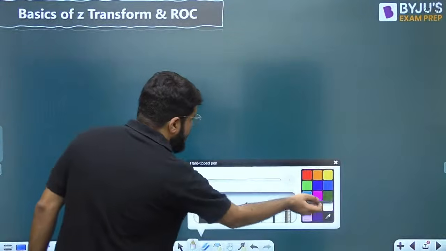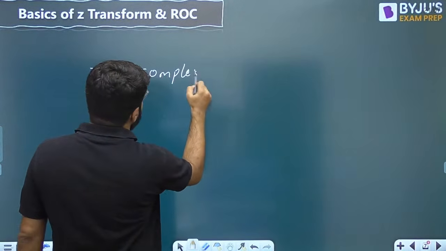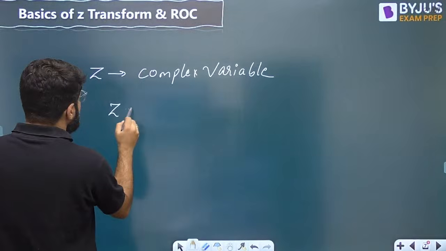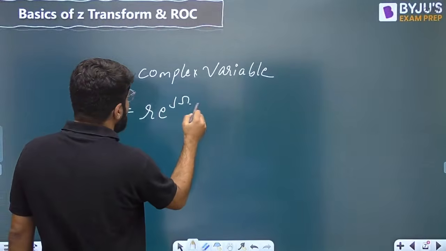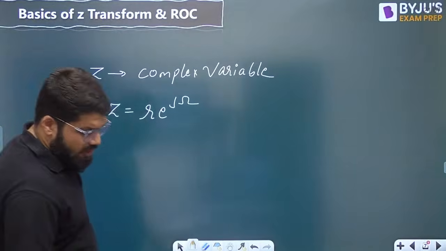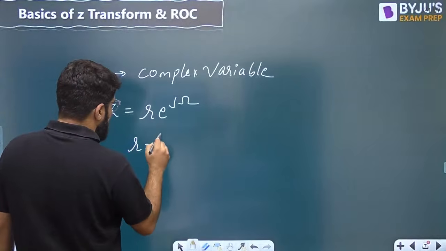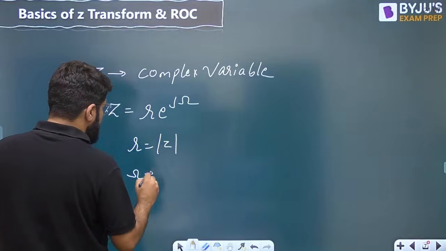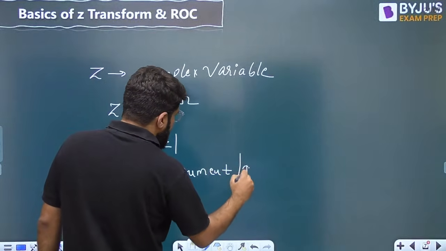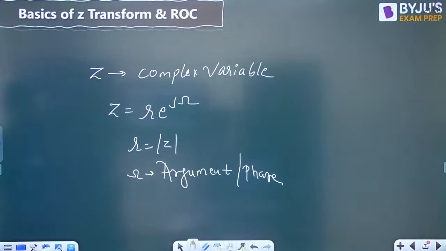You should all remember that z is in general a complex variable, which is written in the Euler form as r e raised to the power j omega, where r is the modulus of Z, and omega is known as the argument or the phase of the complex number.